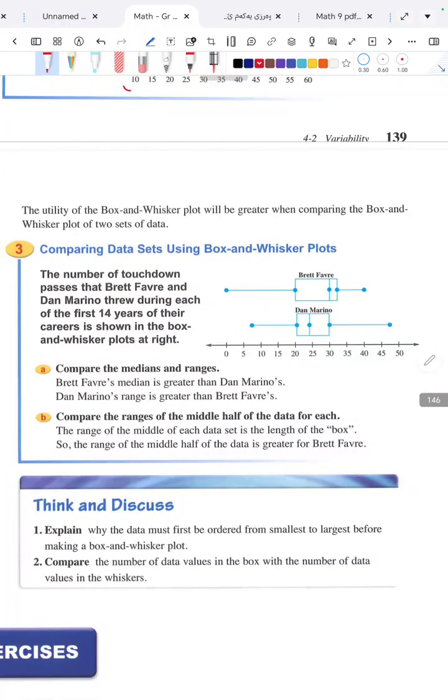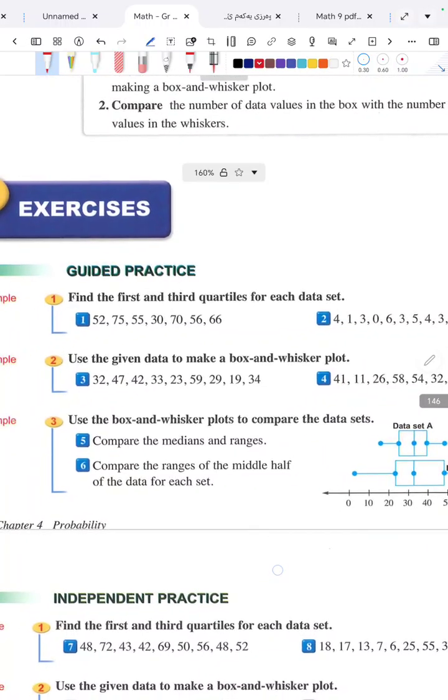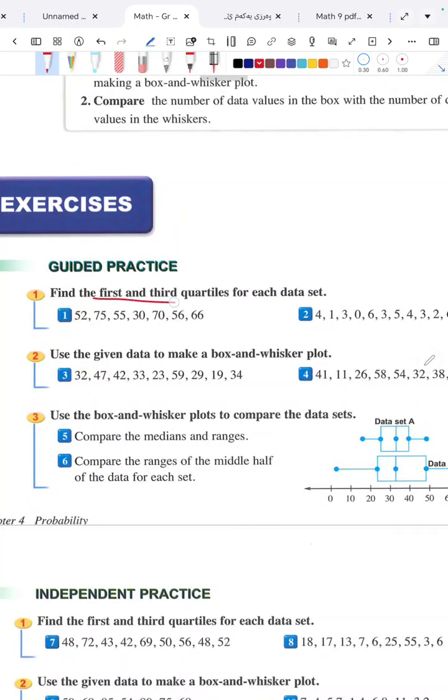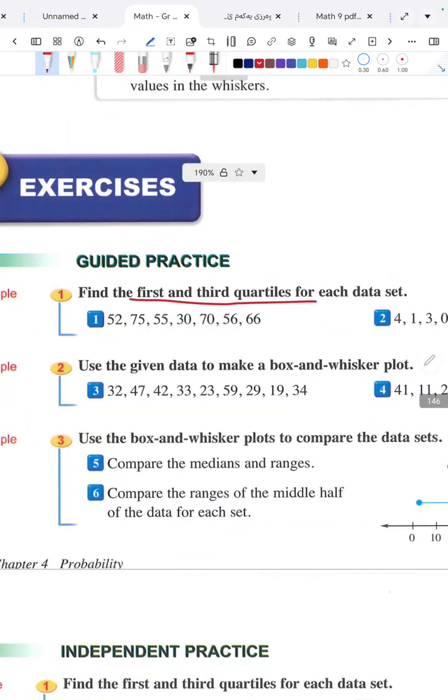Okay. Then comparing data sets using box and whisker plots. As you can see here, median, of course, the median of Peter is greater than the median of Dan Marino. Let's solve some examples. Question 1. They ask for what? Find the first and the third quartile. You have to order them, of course. It will be 30.